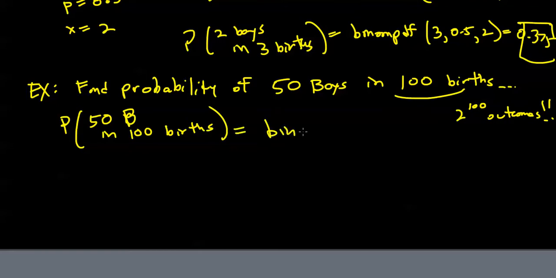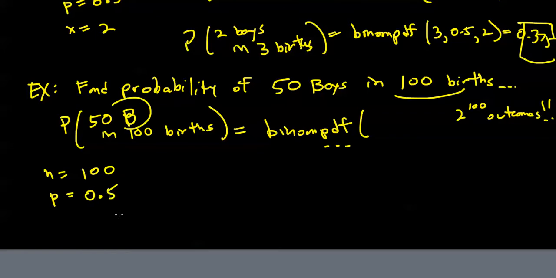Well, I'm going to use my binom PDF. Oh, by the way, PDF stands for probability density function. My number of trials, well, I've got 100 possible births here. The probability of a boy, if I'm going to call a boy a success, in any trial is 0.5. And my desired number of successes here is 50. So all I need to do is plug in 100, comma, 0.5, comma, 50.